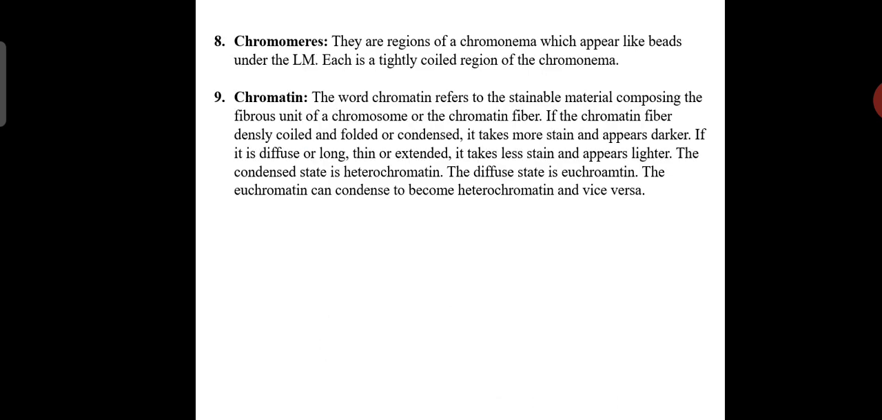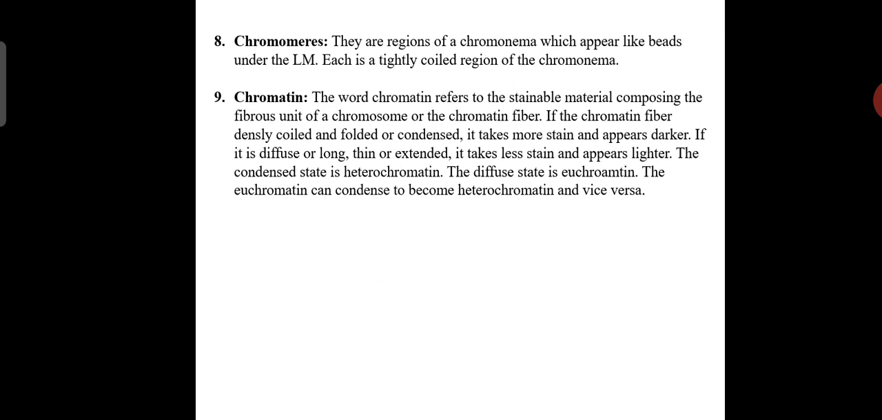So next, chromomeres, another part in the chromosome. They are regions of the chromonema which appear like beads under the light microscope. Each is a tightly coiled region of a chromonema.